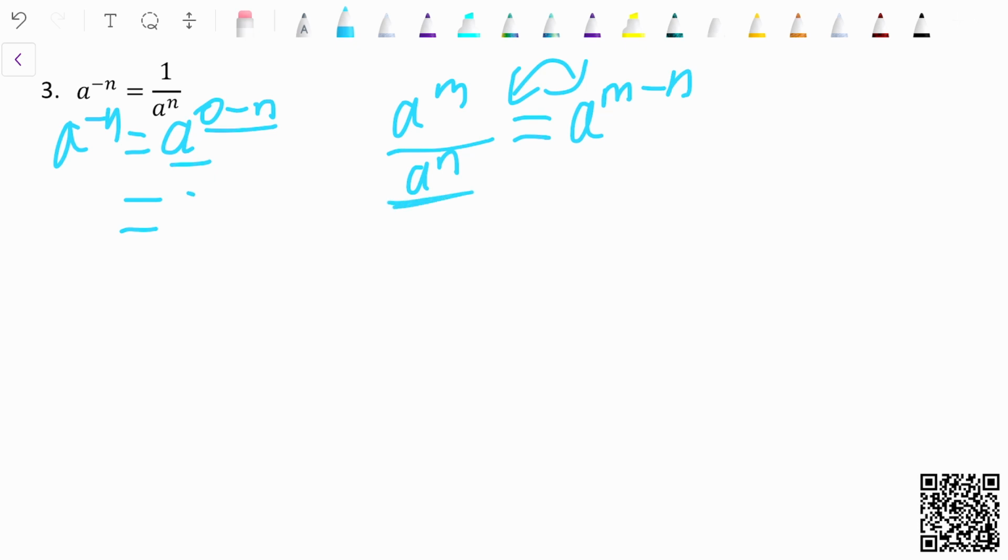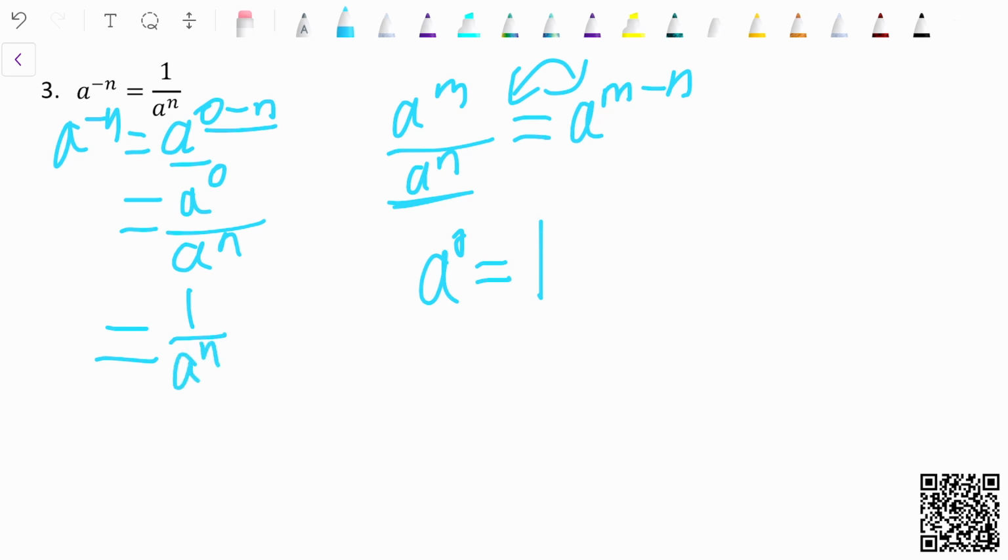So the a is still a, the m would be replaced with 0, and on the bottom, the n is still n. And I don't know if you guys have heard of this or not before, but any number, as long as it's not 0, to the power of 0, like a to the power of 0 here, where a can be any number except 0, it will always be 1. So we have a to the power of 0 on the top, so that would be 1, and the bottom a to the power of n. So these two match.